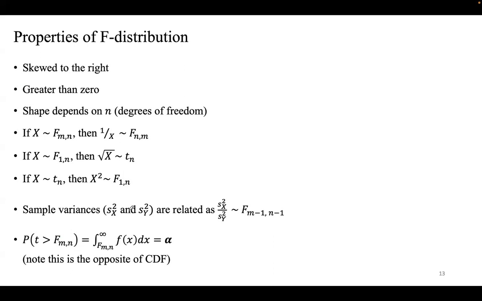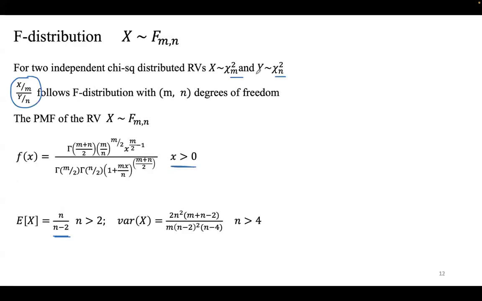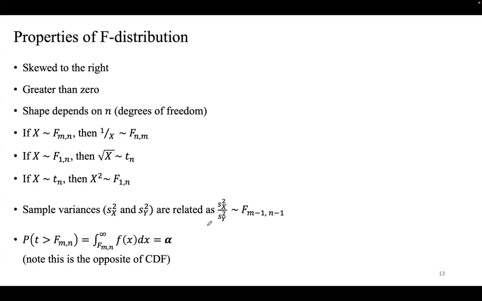Then the sample variances. So you now have 2 sample variances, right? For x and y. So if you take a ratio of those sample variances, then that has an F distribution with m-1 and n-1 degrees of freedom, right? And here also you can calculate an alpha value. Now, a little relation between F and T distribution is that if X has F distribution with m and n degrees of freedom, then 1 by X is going to also have an F distribution, but the degrees of freedom are going to be swapped.